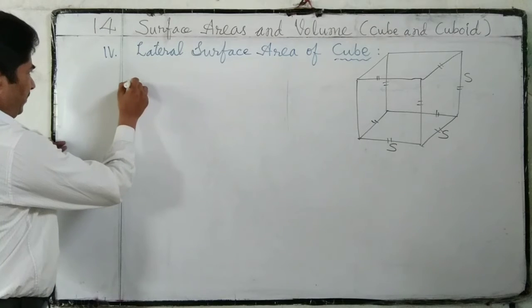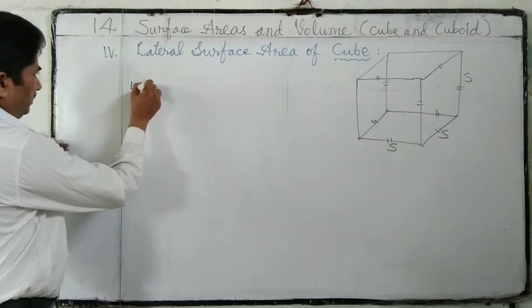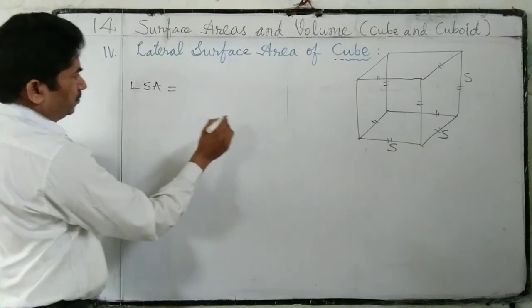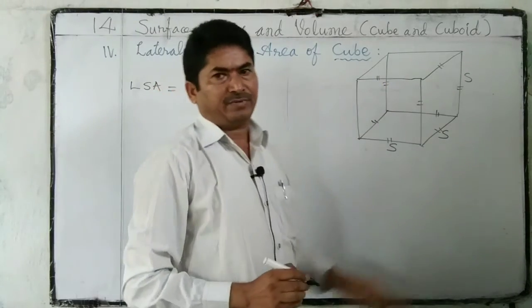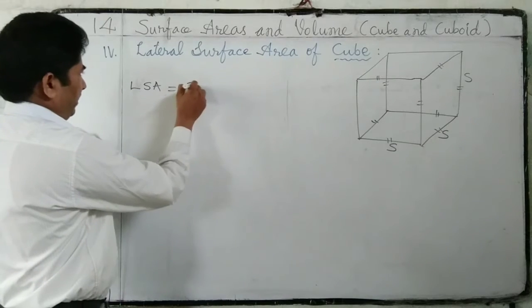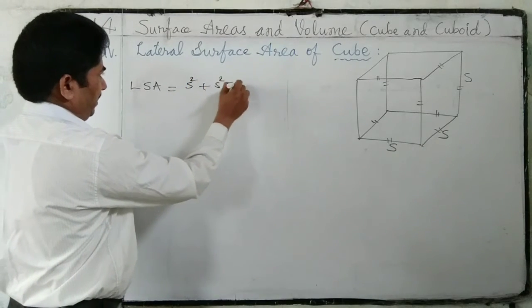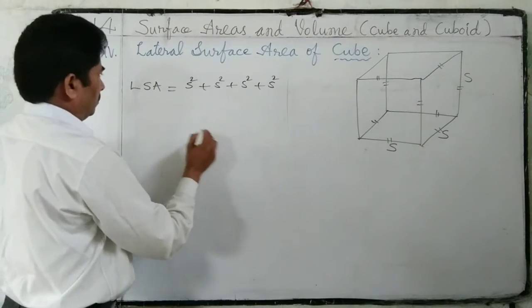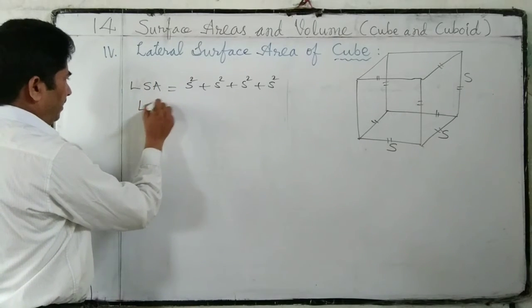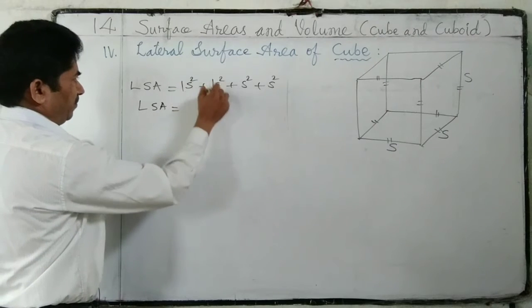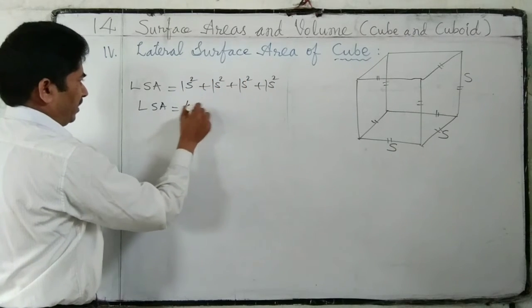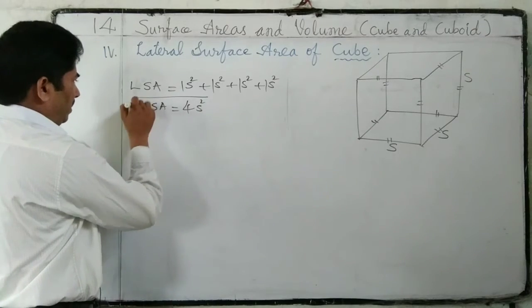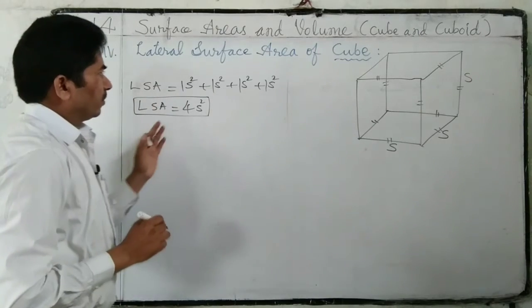So lateral surface area of a cube is equal to, there are 4 lateral surfaces, all equal, s square, s square, s square, s square. So lateral surface area is equal to 4s square. So this is the lateral surface area of a cube.